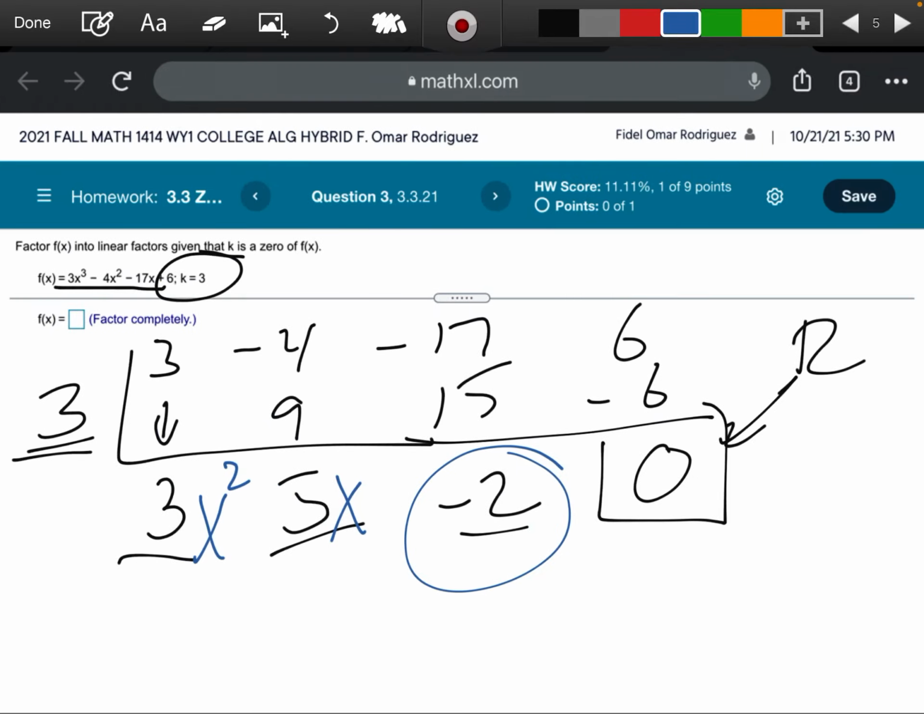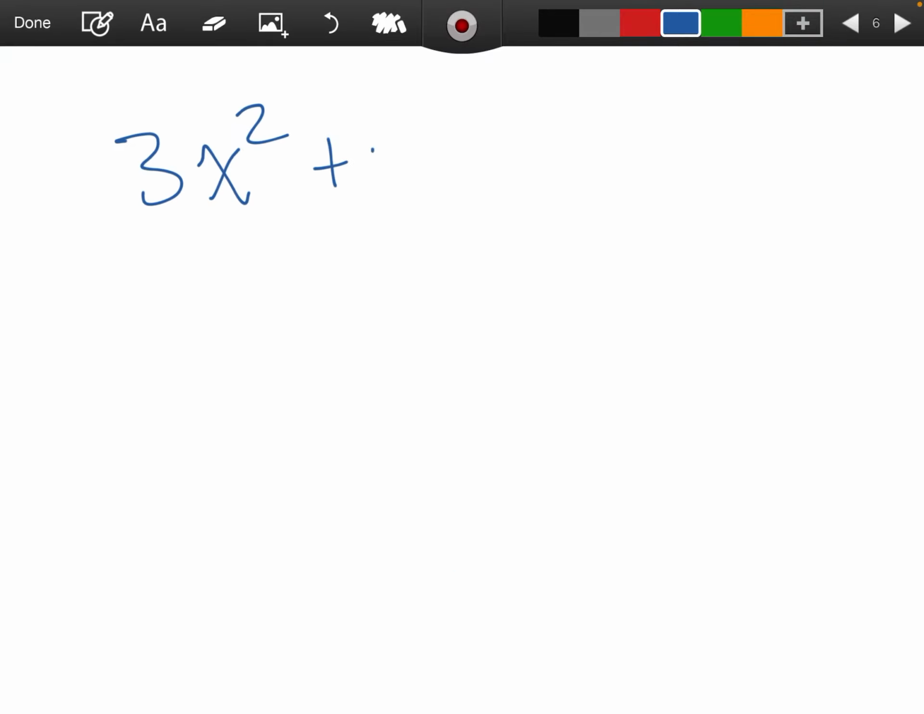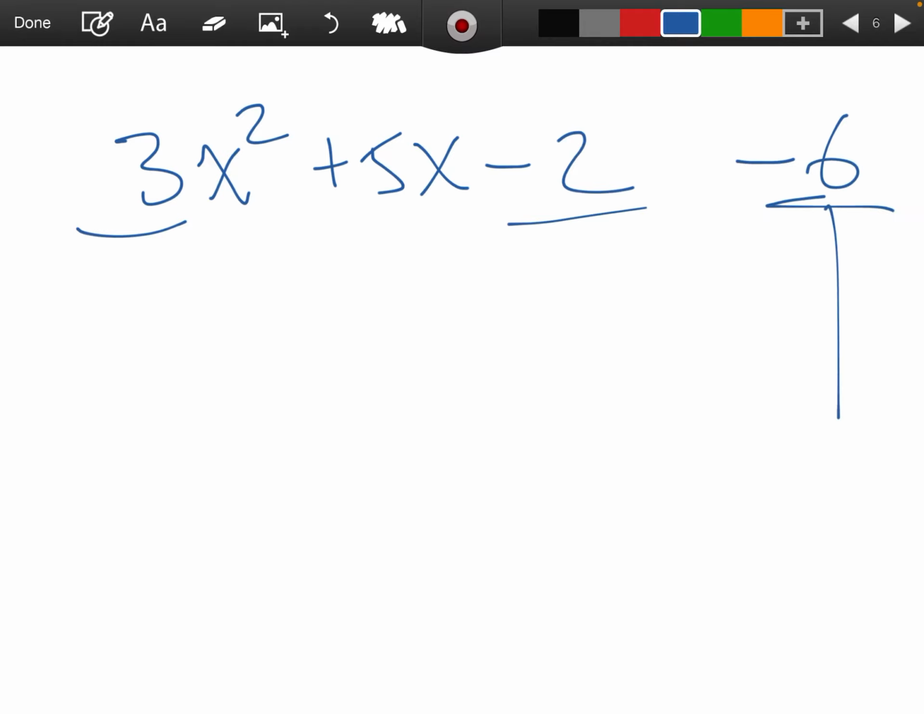So I'm going to write it as 3x squared, and I think it was a positive 5x and a minus 2. A plus 5x and a minus 2. What I want to do here, y'all, I want to factor this. So look, we're going to multiply the first number times the last number. So 3 times negative 2 is a negative 6.